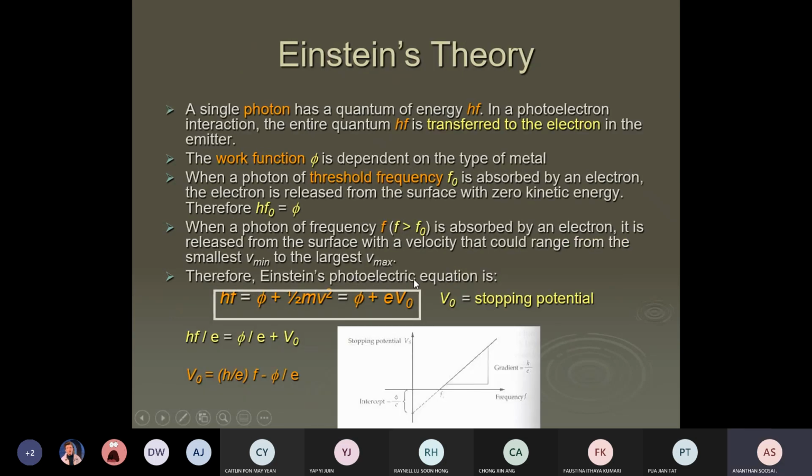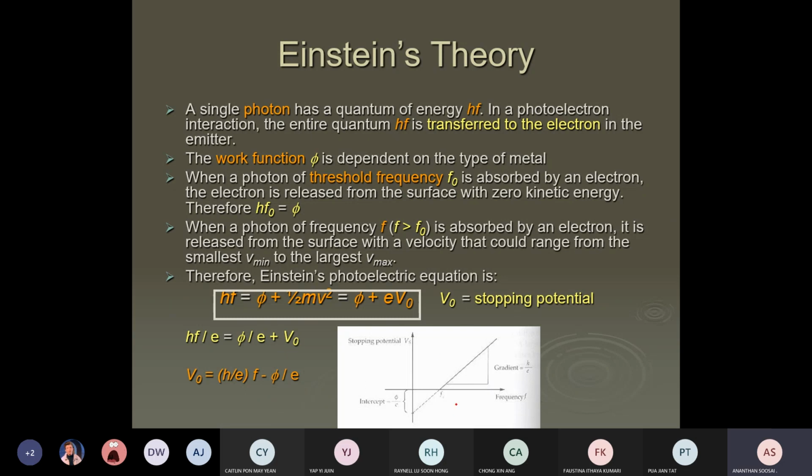Then we talked about what Einstein said. So hf is the work function plus the kinetic energy of the electron. Then Millikan helped Einstein prove the idea. This graph is stopping potential versus frequency. Sometimes in some years, instead of stopping potential they put kinetic energy. So if they put kinetic energy versus frequency, then the gradient represents what? The gradient will be the Planck constant, right?